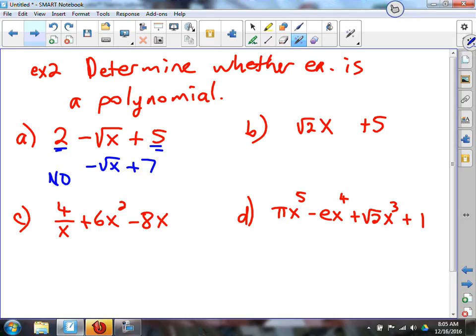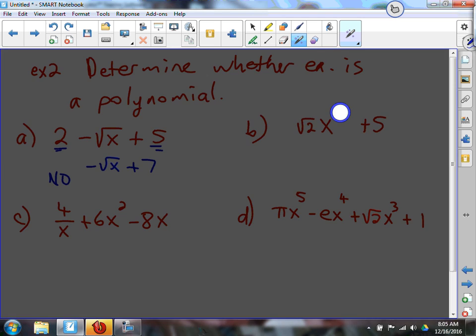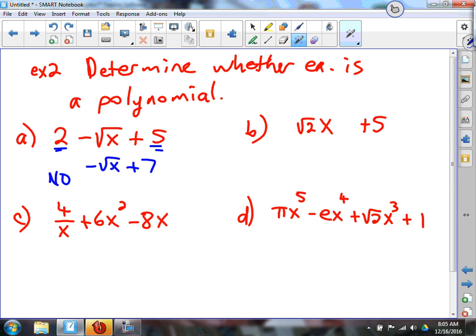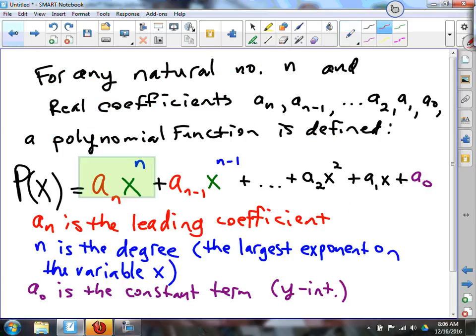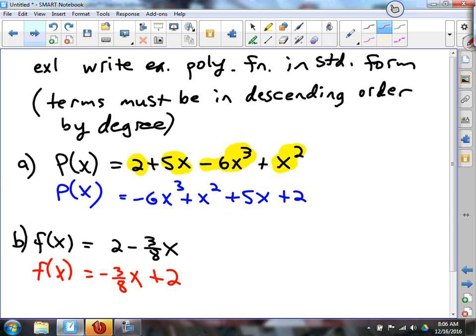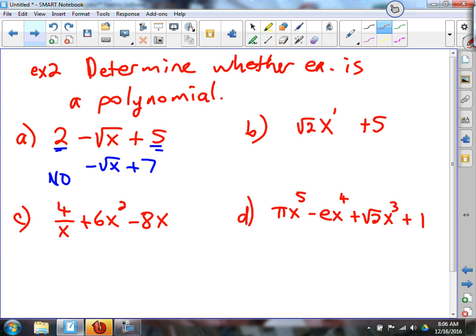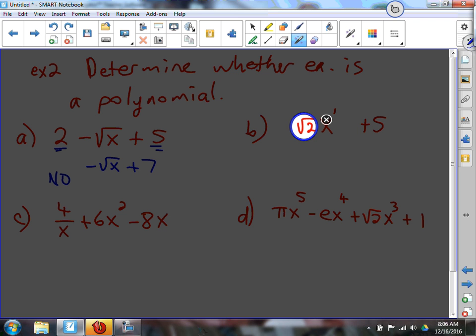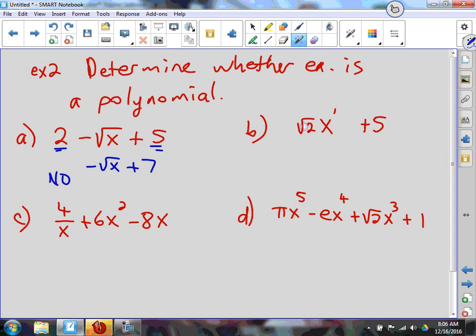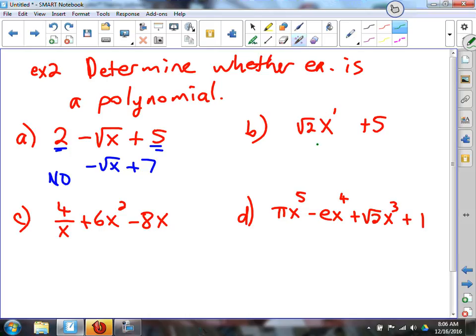The exponent on number B, the exponent right here, that exponent's okay. That exponent's a 1. That's cool. We said the coefficients have to be real numbers. We said that the a sub n's and all that have to be real numbers, right? For real coefficients, a sub n and so on. So I guess the question is the square root of 2, is that real? Yeah, it is. So that's a polynomial, believe it or not. It's not a very nice looking polynomial, but that is a polynomial.